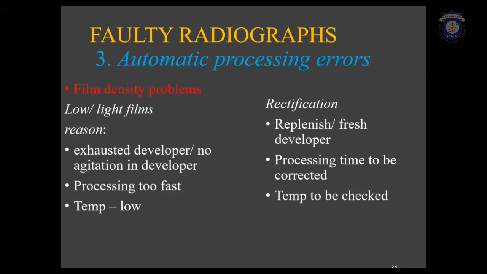Film density problems. As I mentioned before, low density light films. It can be caused due to exhausted developer or no agitation in the developer solution. The processing was too fast or the temperature was too low. So ensure that there is a fresh developer, the processing time was correct, and the temperature of the solutions was as per requirement.